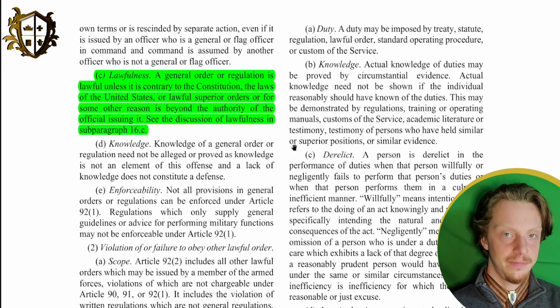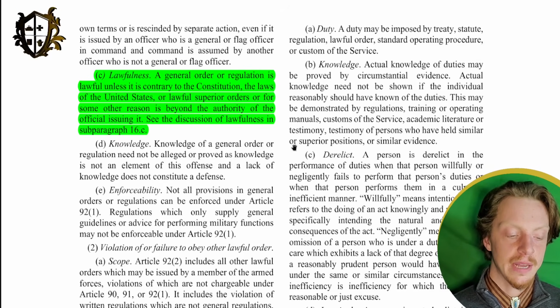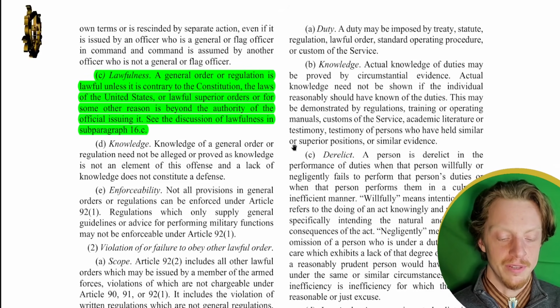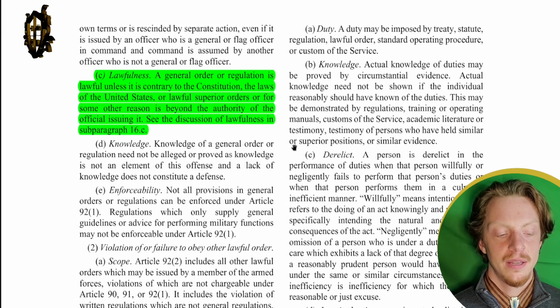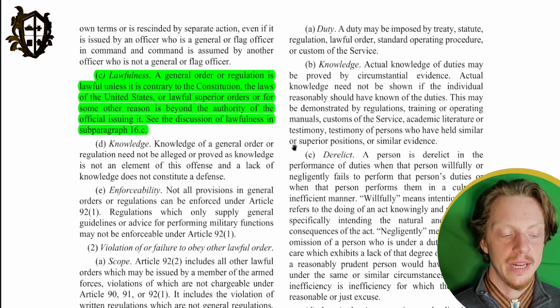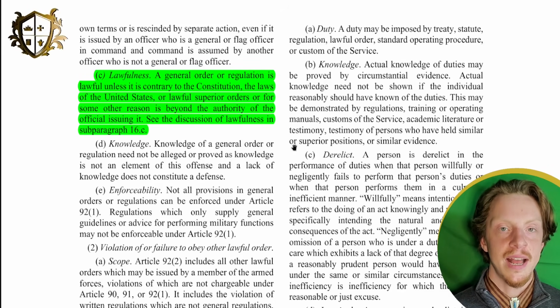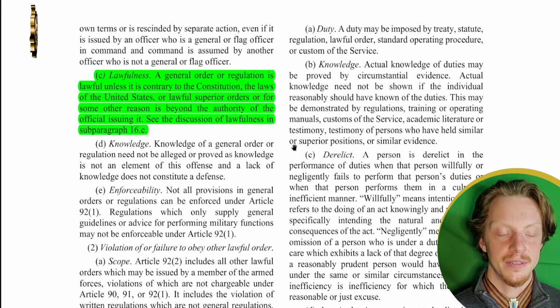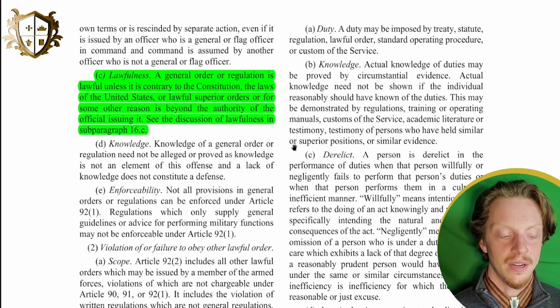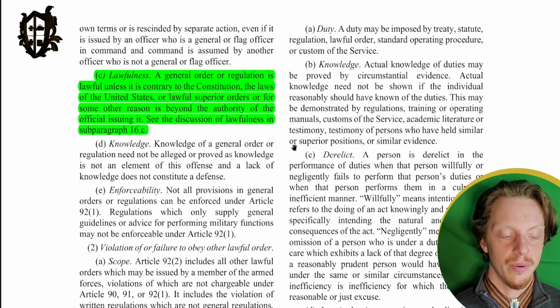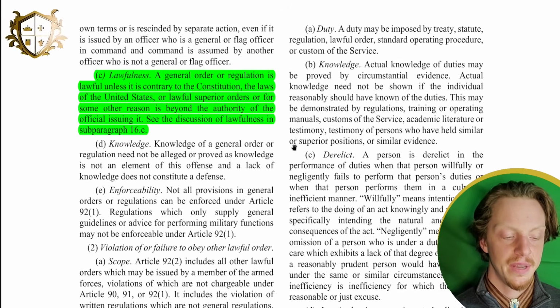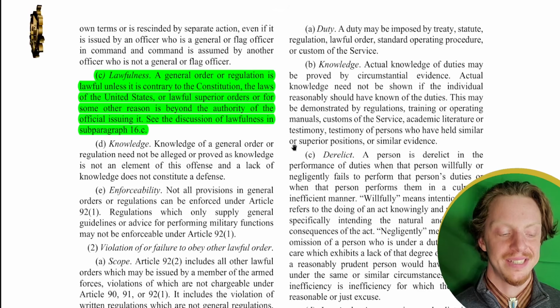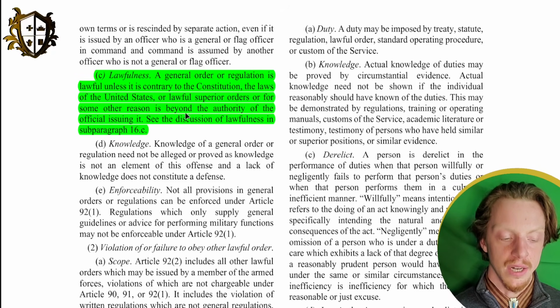Here's an important standard that we're going to be applying for the resolution of this conflict, this transgression: the definition of lawfulness. C. A general order or regulation is lawful unless it is contrary to the Constitution, the laws of the United States, or lawful superior orders, or for some other reason is beyond the authority of the official issuing it. See the discussion of lawfulness in subparagraph 16C.